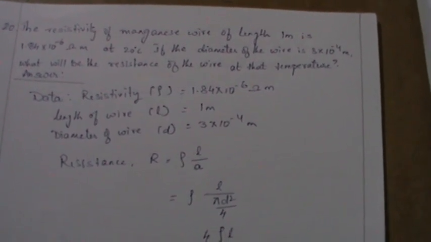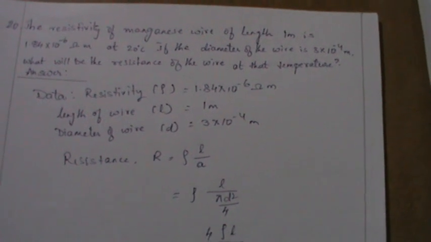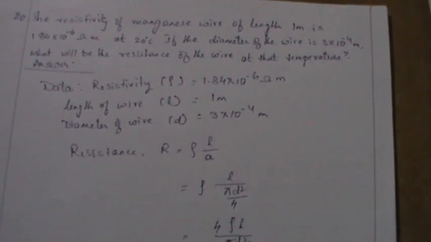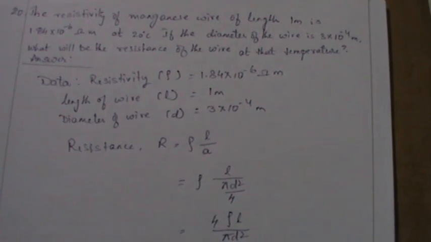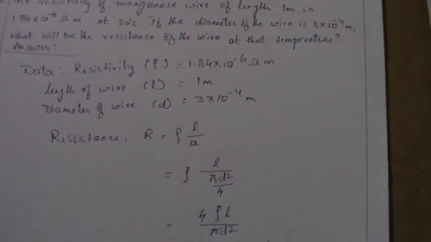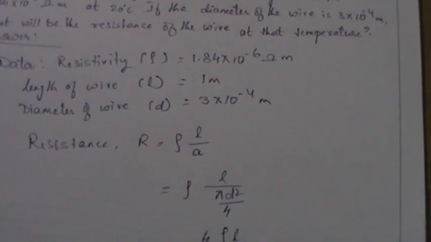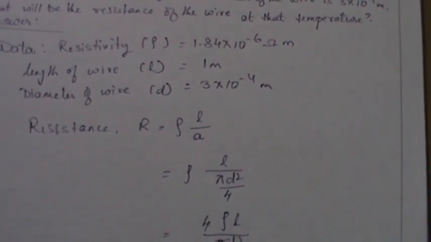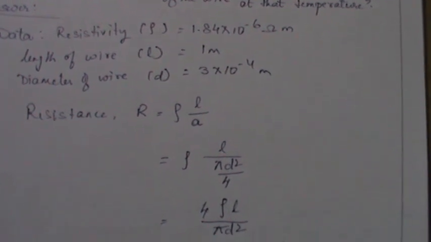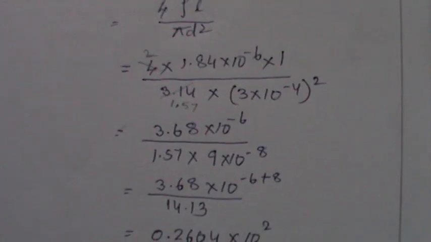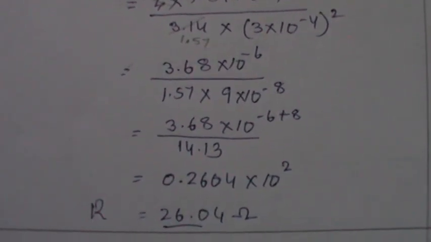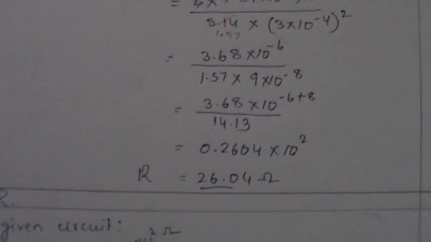Answer. Data. Resistivity ρ is equal to 1.84 × 10^-6 ohm meter. Length of the wire L is equal to 1 meter. Diameter of the wire D is equal to 3 × 10^-4 meter. Resistance is given by the formula R = ρL/A. Substituting the values, we get R = 26.04 ohms.